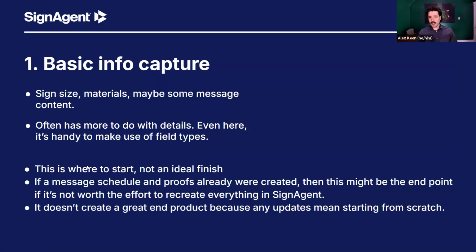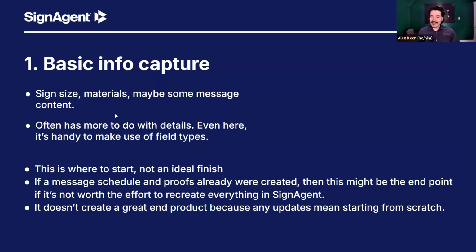So basic information capture often refers more to the details of the signs. They are going to be about what is actually physically there. So things like sign size, what the material is. We're not necessarily saying what the actual content of that sign says. This is where we want to start with information.